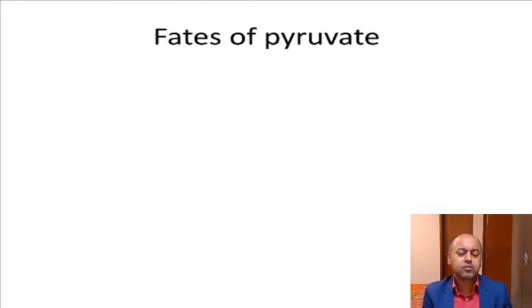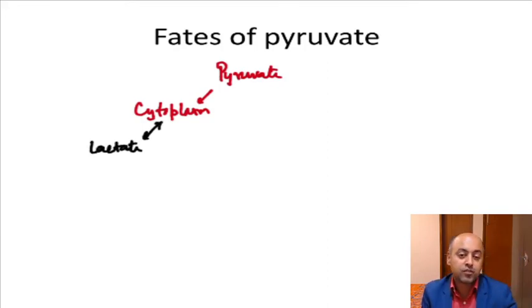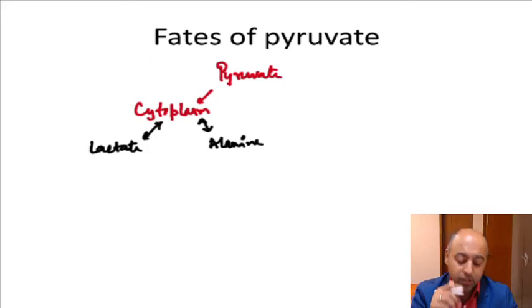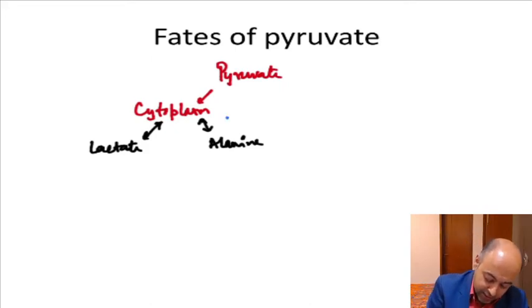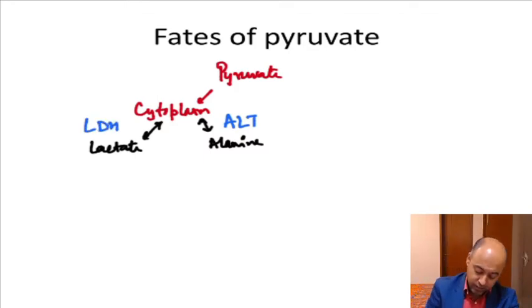So at the end of glycolysis, you get the pyruvate. The pyruvate can be further metabolized in the cytoplasm. In the cytoplasm, as we've already seen, it can be converted into lactate. This reaction is reversible. It can also be converted into alanine by transamination, the enzyme being alanine transaminase, whereas for lactate, the enzyme is lactate dehydrogenase. This is occurring in the cytoplasm.